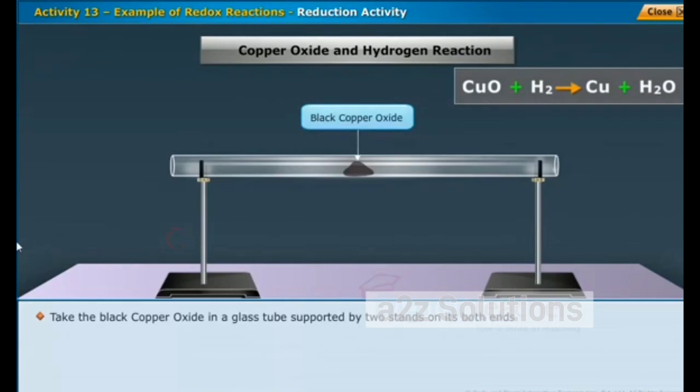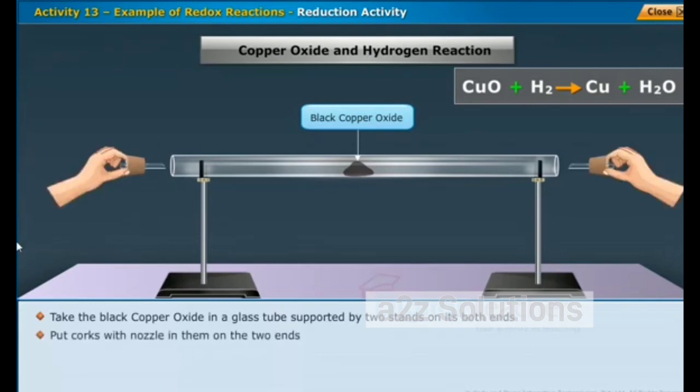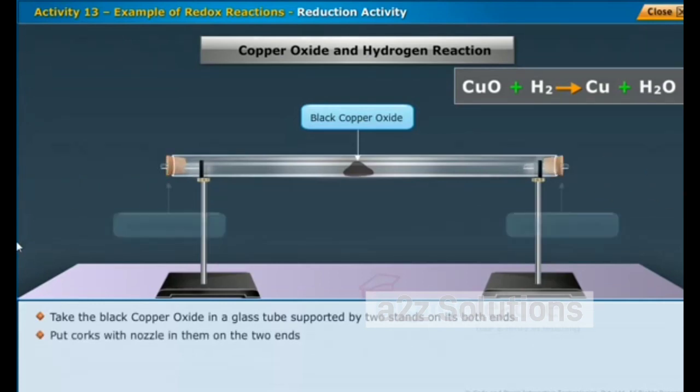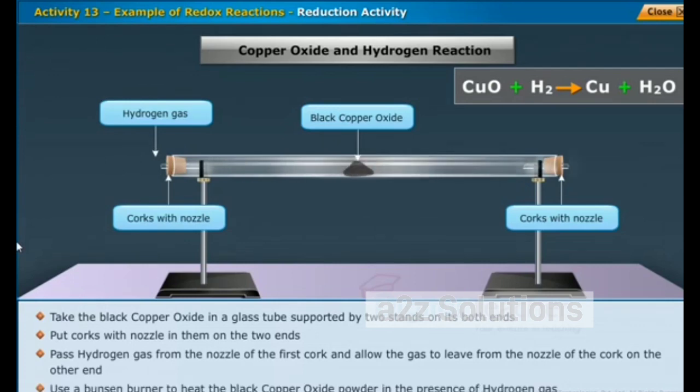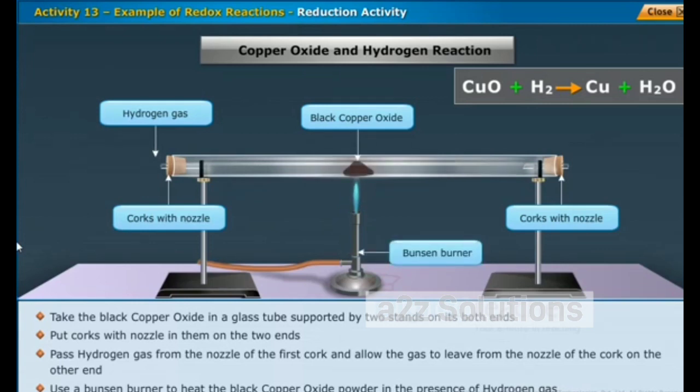Take the black copper oxide in a glass tube supported by 2 strands on its both ends. Put corks with a nozzle in them on the 2 ends. Pass hydrogen gas from the nozzle of the first cork and allow the gas to leave from the nozzle of the cork on the other end. Use a Bunsen burner to heat the black copper oxide powder in the presence of hydrogen gas.